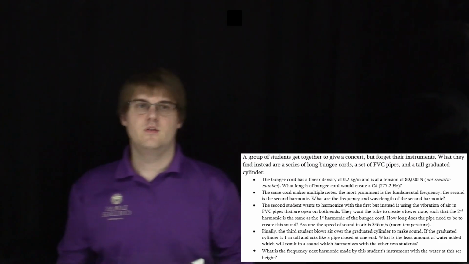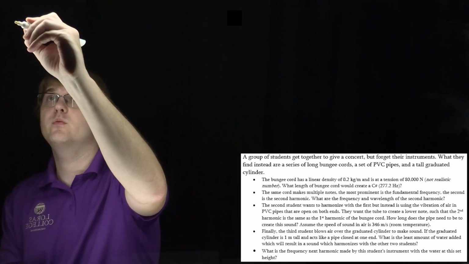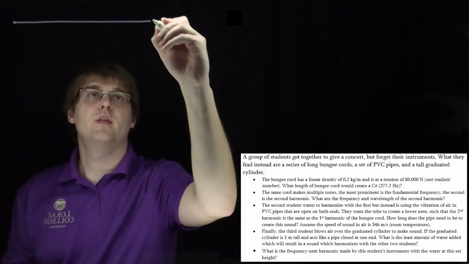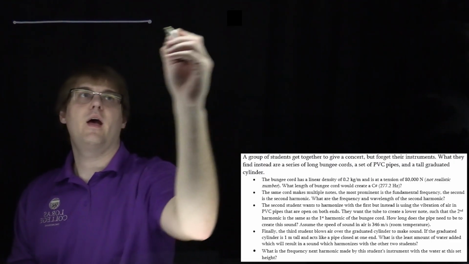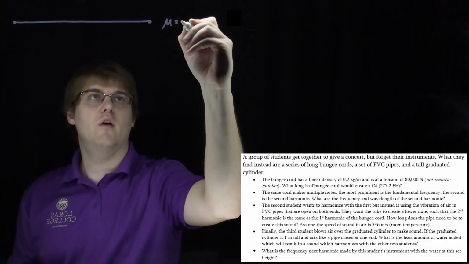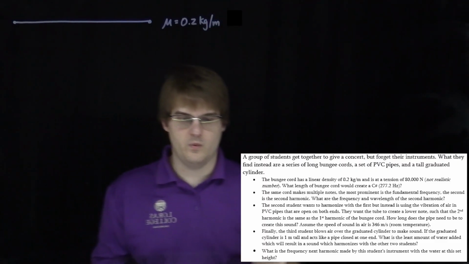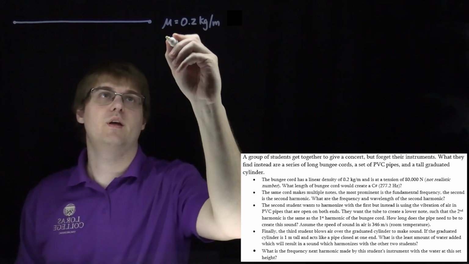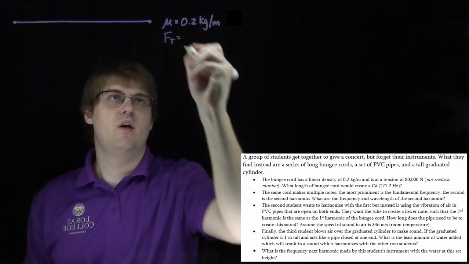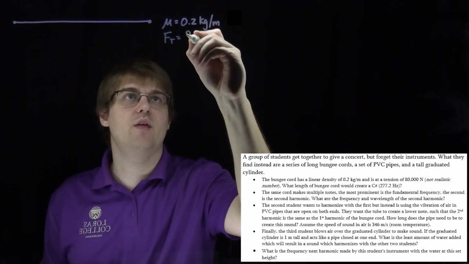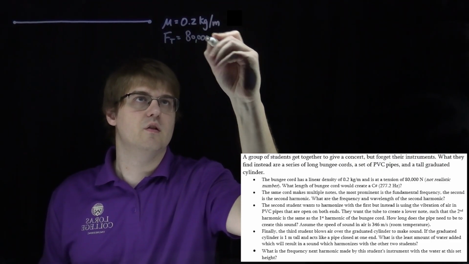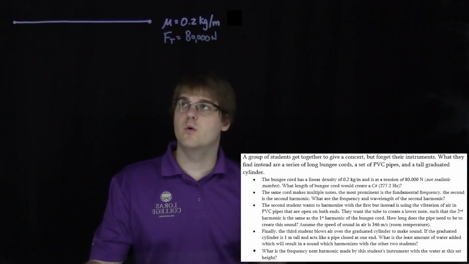Hey guys, today's problem we're going to be talking about standing waves. And for this we're talking about a bunch of improvised instruments that have been created in order to create different sounds. The first instrument that we're given is a bungee cord that we are told has a linear density of 0.2 kilograms per meter. We are told that it is being held at a force tension equal to 80,000 newtons, which is a little bit ridiculous, but we're going with it.